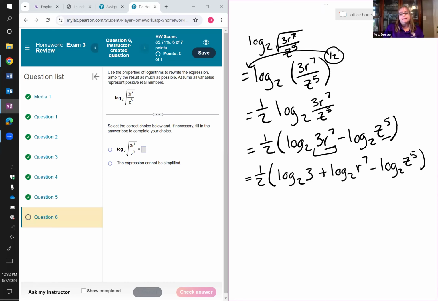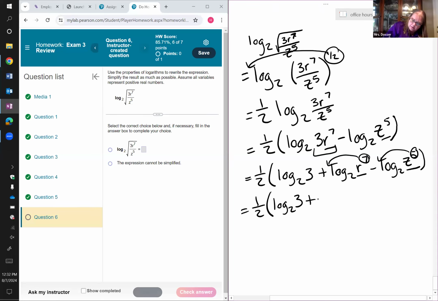Now, the last thing we can do here is use our power rule again, here and here. So again, the power rule means the power comes around as a multiple. And so we end up with 1/2 and then parentheses because everything is getting multiplied by 1/2. Log base 2 of 3 plus 7 log base 2 of r minus 5 times log base 2 of z.